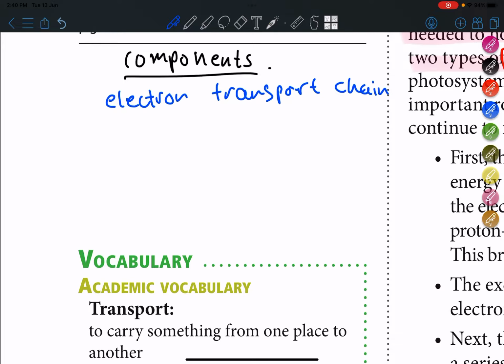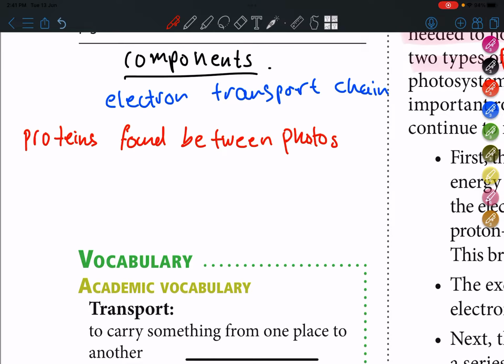Electron transport chain. It is a group of proteins in the thylakoid found between photosystem 1 and photosystem 2. So, a group of proteins found between photosystem 2 and 1. Okay, now we're just going to link to chemistry for a minute.